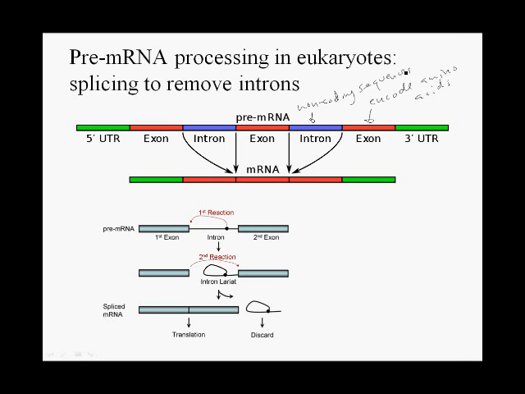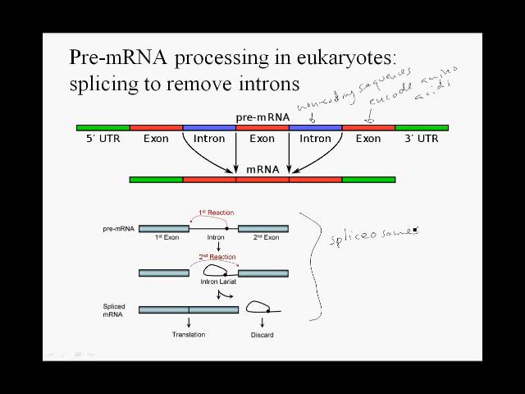I don't want to talk about why they're there at this point, but you have to know that there are these non-coding sequences that interrupt coding sequences, and sometimes they are called intervening sequences for that reason. In any case, these introns have to be removed for the ribosomes to be able to correctly translate these RNA molecules. And this removal process is called RNA splicing, and it occurs in the nucleus and is accomplished by a complex of proteins and small RNAs called a spliceosome.